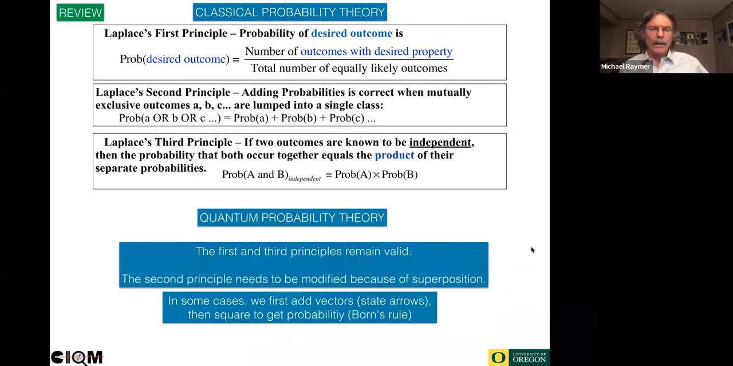Now, in contrast, in quantum theory, which applies not to everything in the world, like not colored balls, but it does apply to electrons and photons, and quantum bits in a quantum computer, of course, in that case, the second principle needs to be modified because of superposition. Sometimes, as we saw last class, we first add the state arrows, which are represented by mathematical vectors on a grid, and then we square the length of the projection of that arrow onto the measurement axis, and we get the probability, which is called Born's rule.